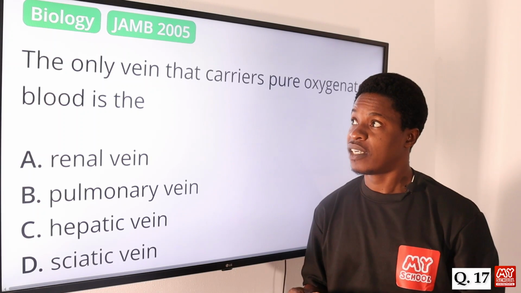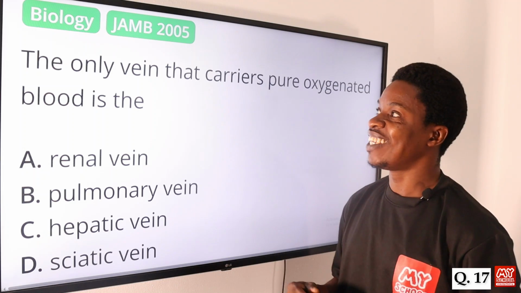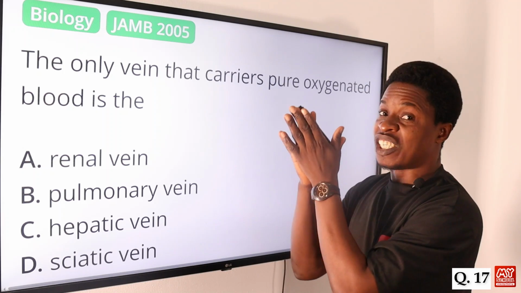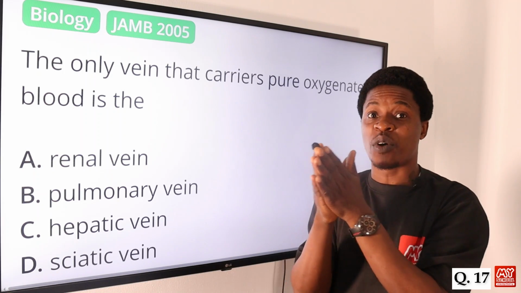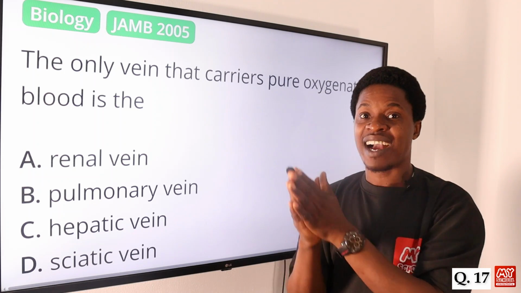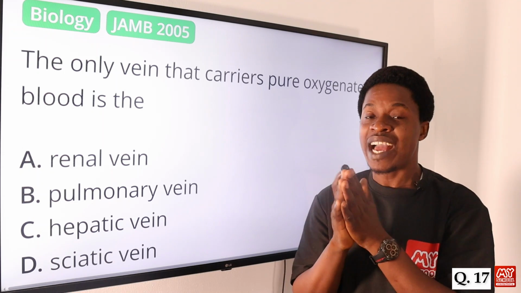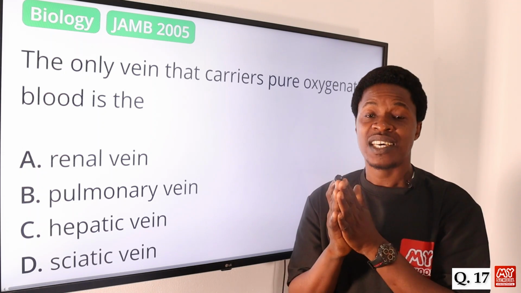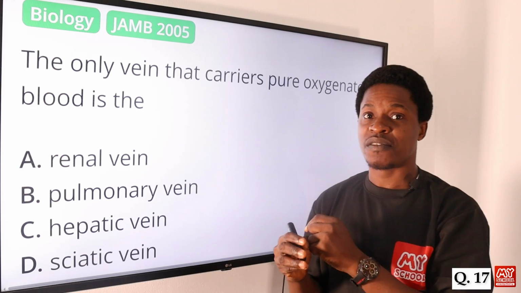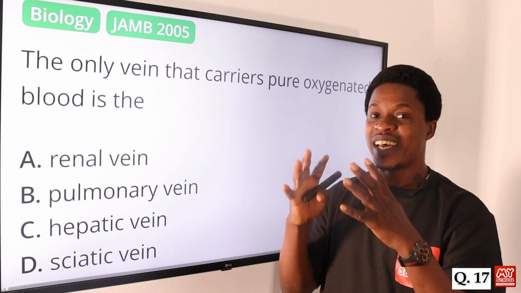Question number 17. The only vein that carries pure oxygenated blood is the what? Usually, deoxygenated blood is carried by the veins, that means blood that does not contain oxygen, or that is not rich in oxygen. But there is an exception to this kind of vein. We call it the pulmonary vein. Pulmonary vein is the only vein that carries oxygenated blood from the lungs to the heart. So it has an exception.